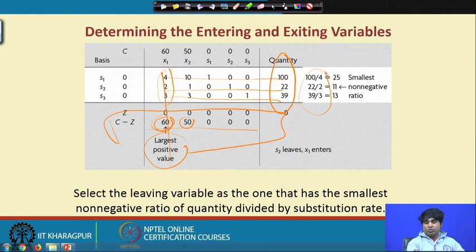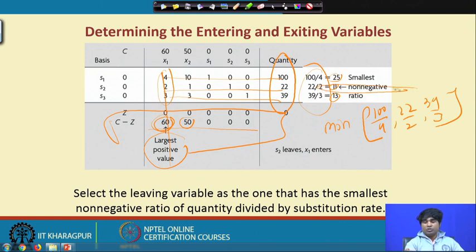So, we like to find the minimum of 100 by 4, 22 by 2 and 39 by 3. If we simplify, then we have 25, 11 and 13, and as a result 11 is the minimum one. So, this is the indication that the second vector is the outgoing vector corresponding to x1. So, x1 is the incoming vector, and this particular indication is S2. So, x1 will go to S2's place.